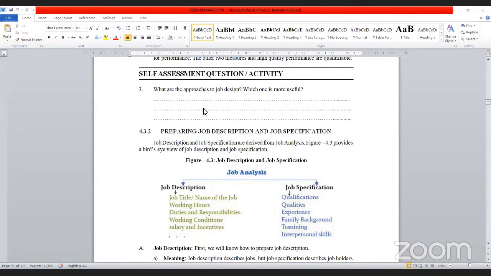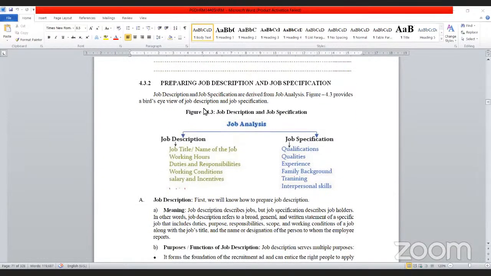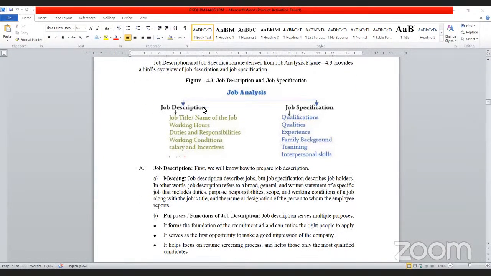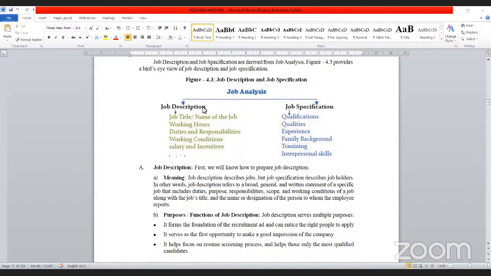So let us understand how to prepare a job description and job specification. I think with the table itself, it's a very clear analysis of what a job description and job specification are. Job description is where you analyze or describe your job in terms of the title or name of your job, how long you are working, the daily responsibilities and duties, the working conditions, salaries, and incentives.